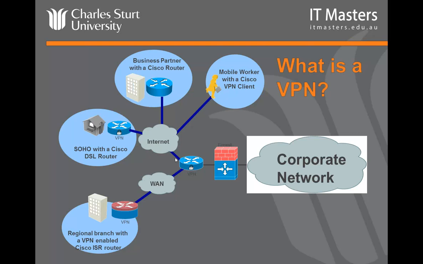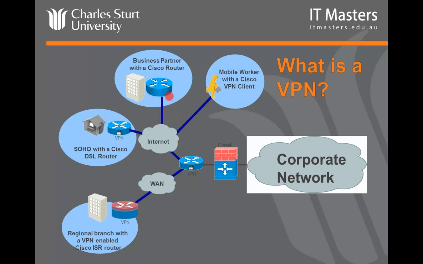So if we look at this diagram here, we have the internet represented by this cloud, we have a WAN link here, and we have a VPN, which this one's representing an MPLS VPN, by the way it's been labeled. But if we look at the internet here, we've got a small office home office Cisco DSL router that has a VPN encrypted tunnel set up between here and the head office here, over the internet. You've got a mobile worker with a Cisco VPN client. Yes, I know Cisco VPN client is at end of life now, but these are just examples.